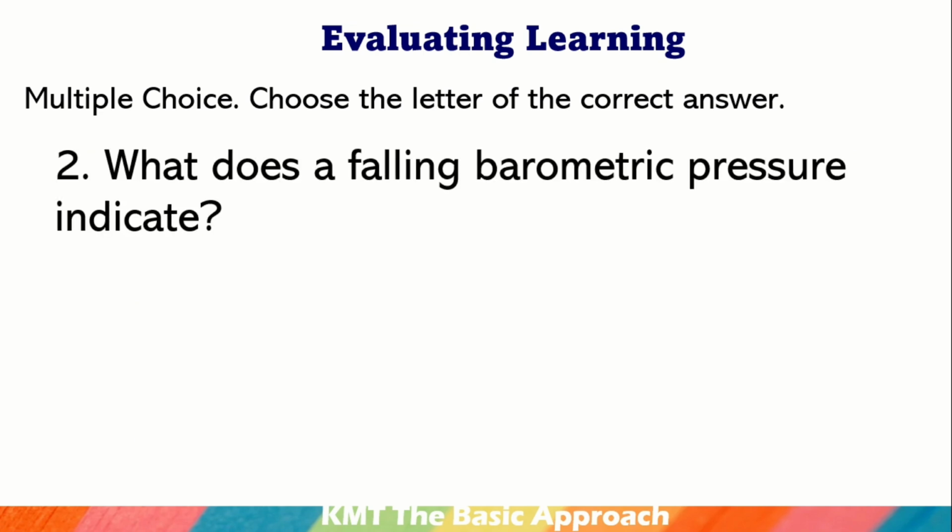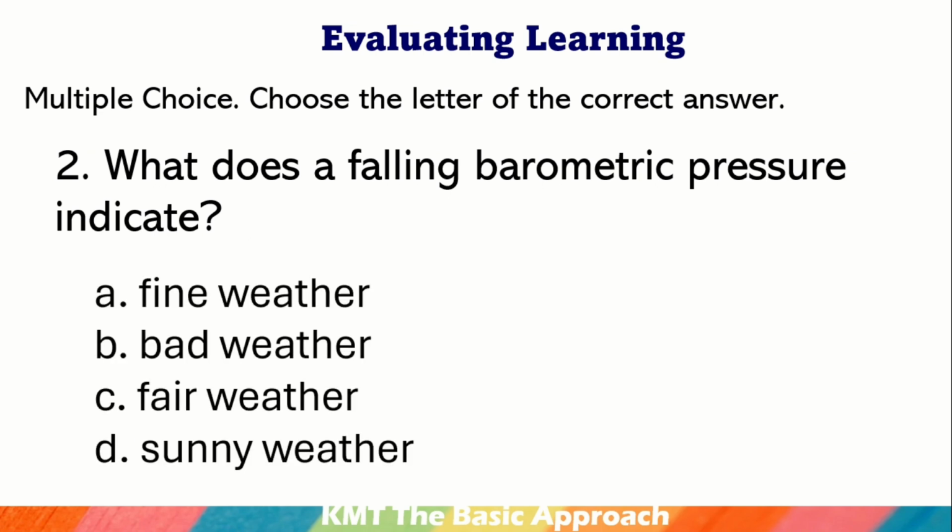Number 2. What does a falling barometer pressure indicate? A. Fine weather. B. Bad weather. C. Fair weather. Or D. Sunny weather. What is the correct answer? Correct! Letter B. Bad weather.